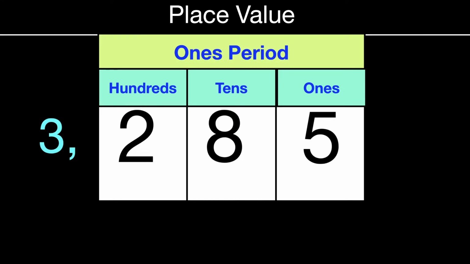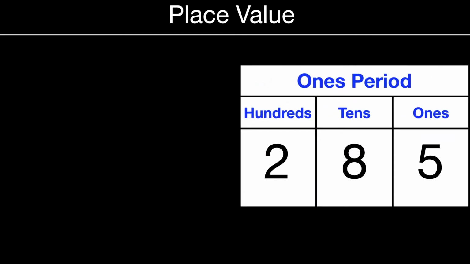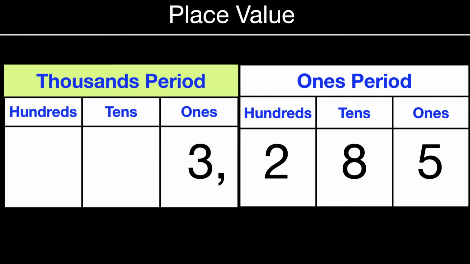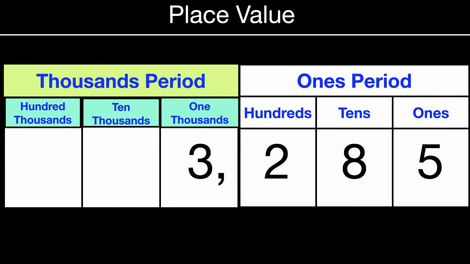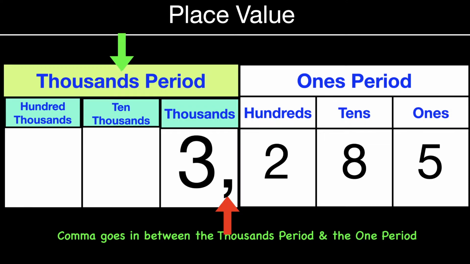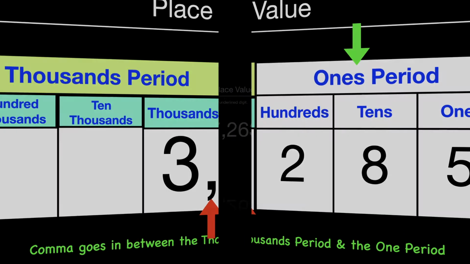Those three are called the ones period. Now the question is, well, what about the 3? Well, the 3 is not in the ones period. That's in something called the thousands period. And the thousands period also has ones, tens, and hundreds, but those are called 1,000s, 10,000s, and 100,000s. So our 3 is in the 1,000s, but that's usually just called the thousands. The comma in between just separates the thousands period from the ones period.